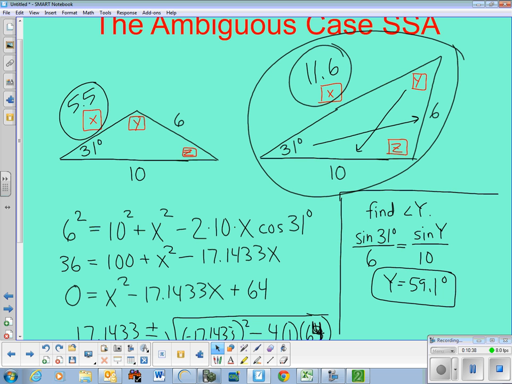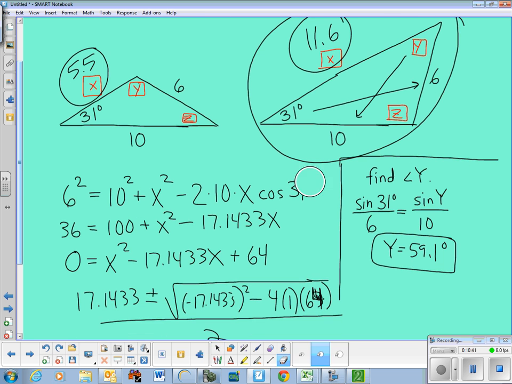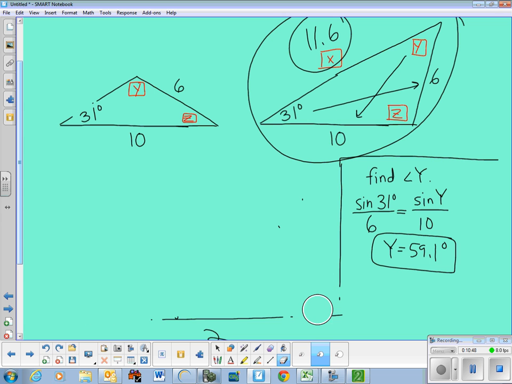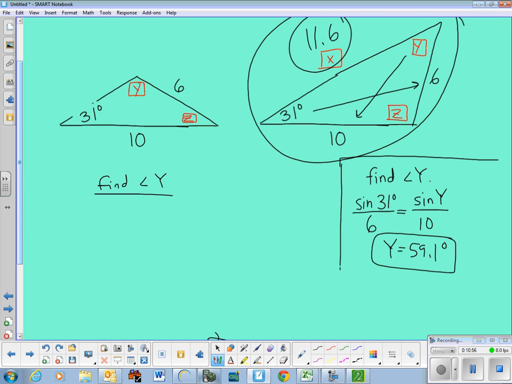But let's use the law of sines given this triangle over here. What if I gave you that triangle? We don't know that side at this point. What if you were given this triangle on the left and it said, find angle y? Well, law of sines, sine 31 over 6 equals sine y over 10. y is across from 10, 31 is across from 6. Law of sines. It should work, right? We learned it last class, and it's called a law, so it should apply.